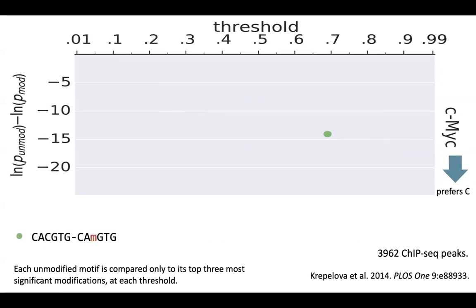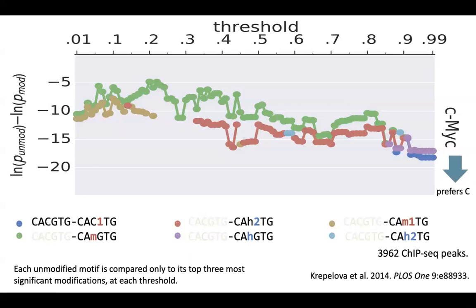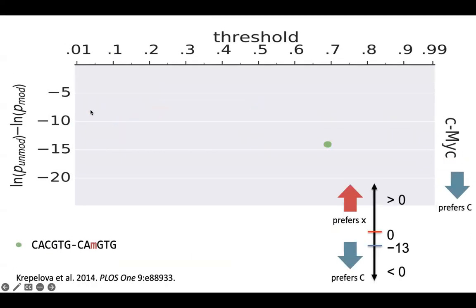And now what we can do is take that same point at that same position of -13 at this 0.7 threshold, and looking at all of these different hypotheses, we can now flip our axis.